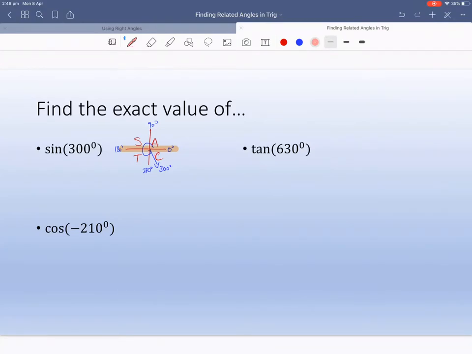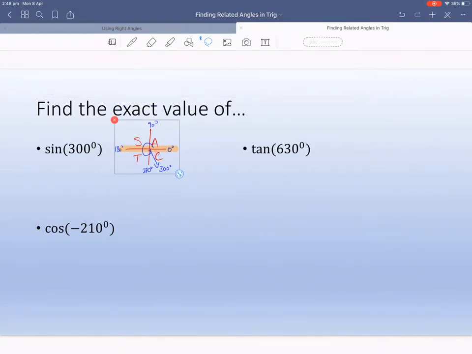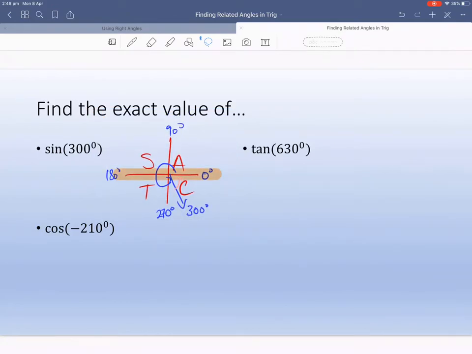Now, I'm going to try and make this bigger. Resize, let's make it bigger. Many of you can see that this one will be 60 degrees, because 300 plus 60 degrees is 360. So that's that angle there. So this angle here is 60 degrees. Now that gives us a clue.